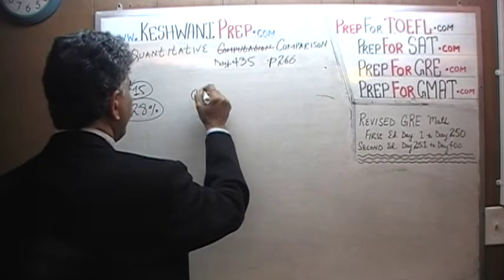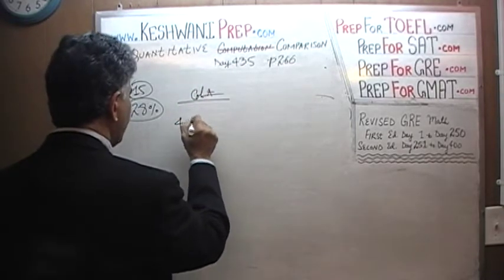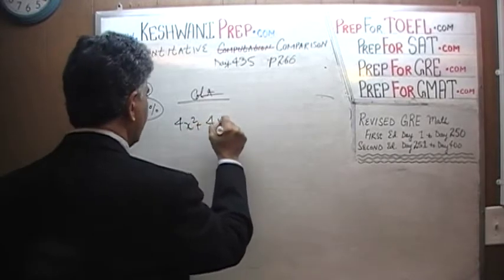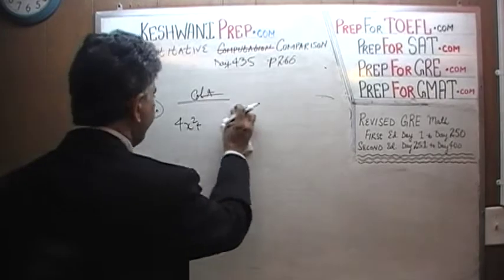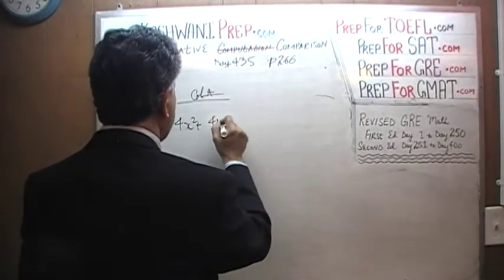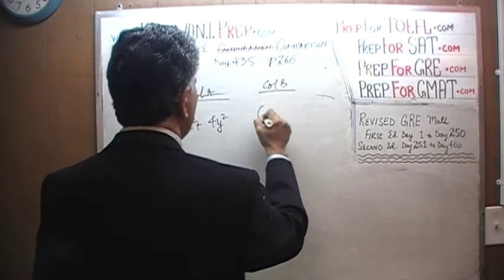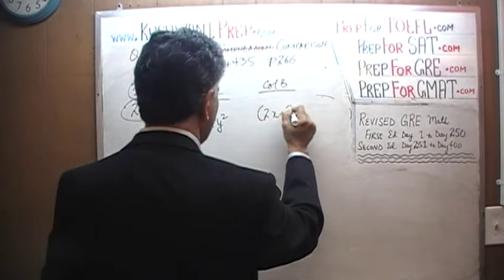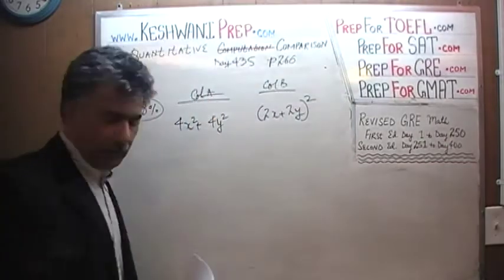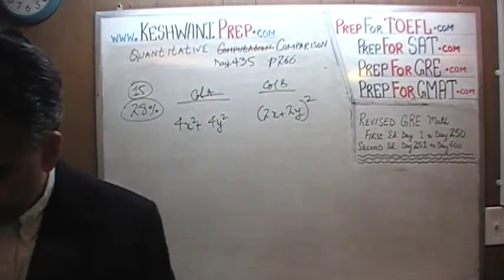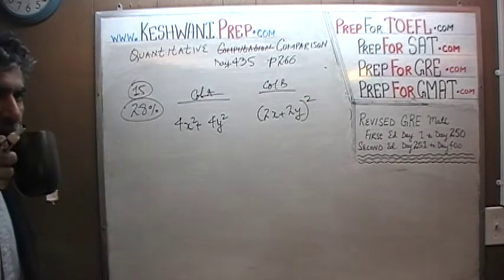Column A, we have a quantity of 4x squared plus 4y squared. And in column B, we have a quantity of 2x plus 2y whole squared. I'll give you 5 seconds to pause and unpause the video, and I would like you to do it yourself, okay? Make sure you do it yourself, and then we'll compare the work.